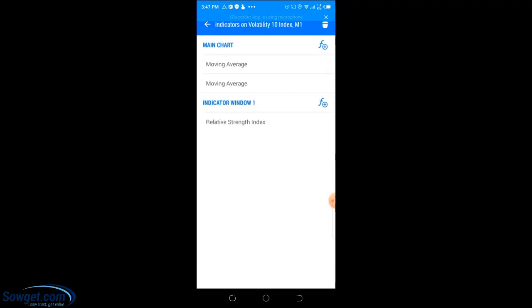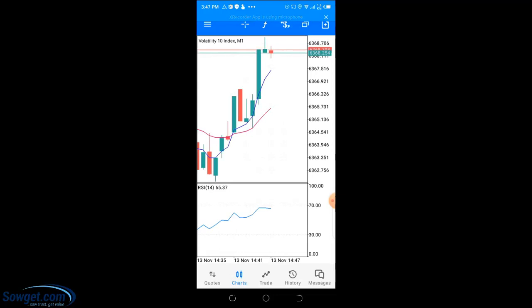All right, so I return back to the charts. Guys, you can see that the setup has been completed. This is how your chart will look when you have installed the indicators that are required for this strategy. So what are we going to be looking out for for this strategy to work? It's very simple.